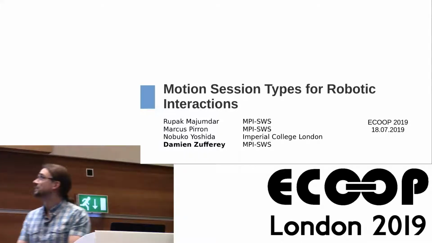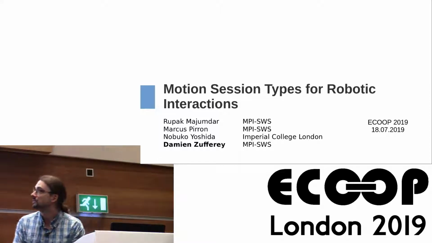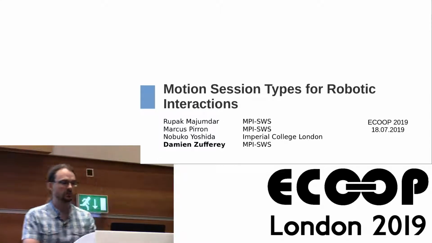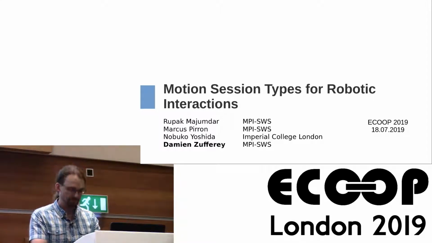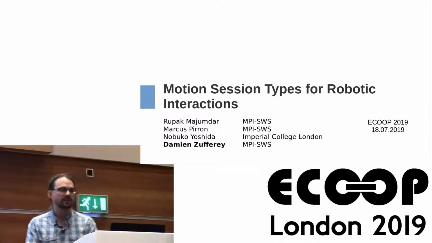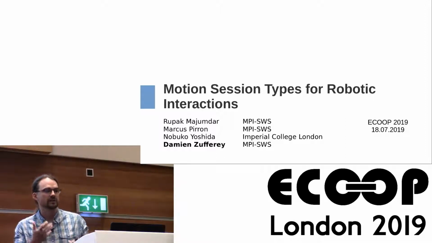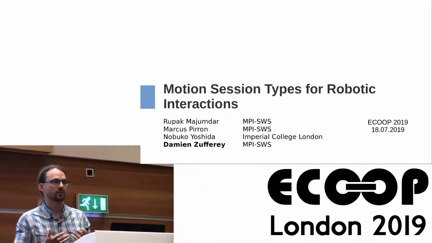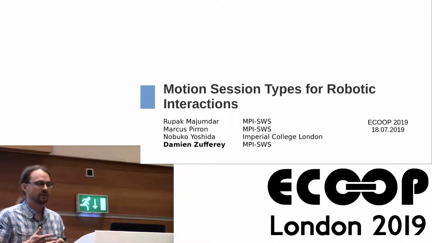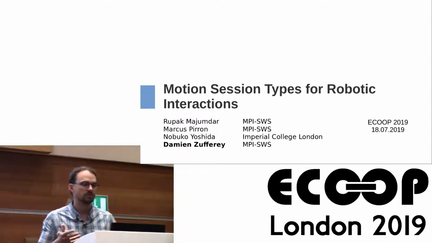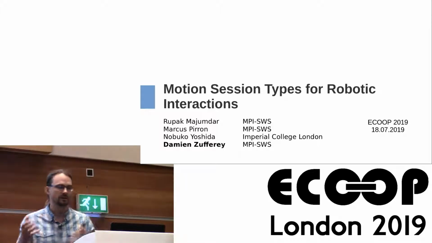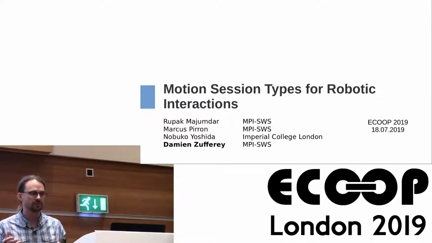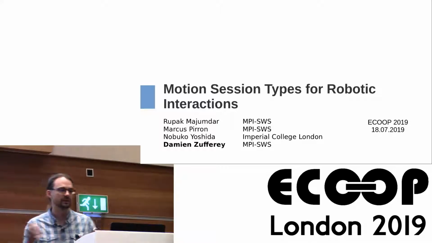So this is joint work with Rupak Majumdar and Marcus Pirron at MPI and Nobuko Yoshida at Imperial College London. This is some work we started in some sense looking at session types in the context of robotic systems, where robots have communication protocols, but those messages sometimes are to agree on what they do next in the physical world.